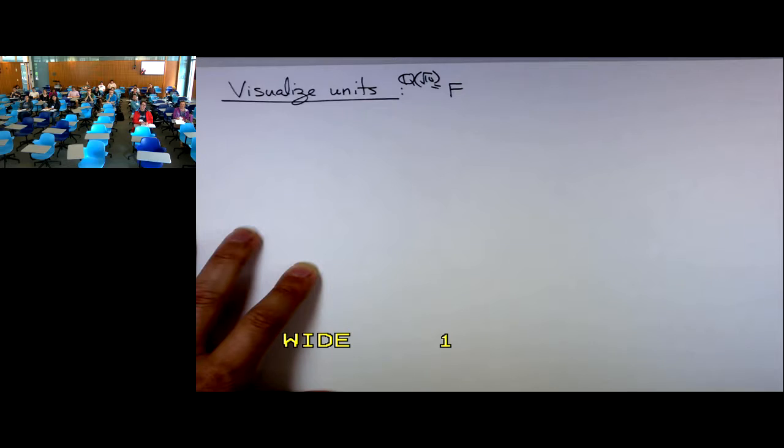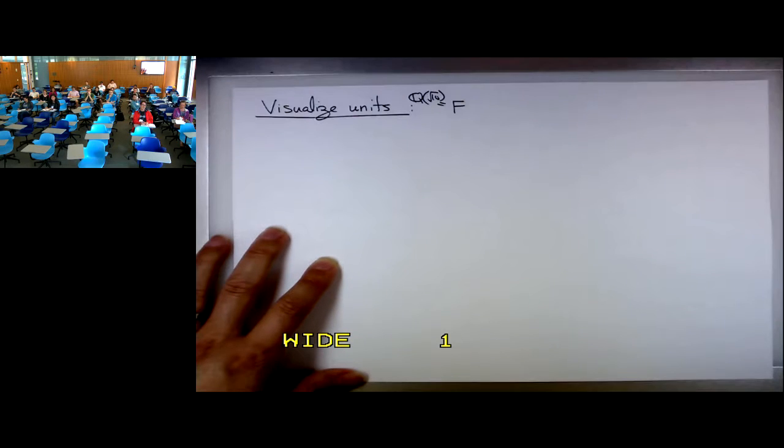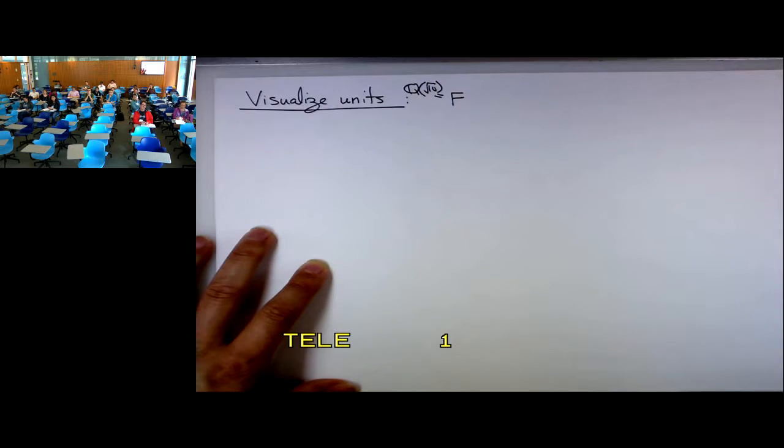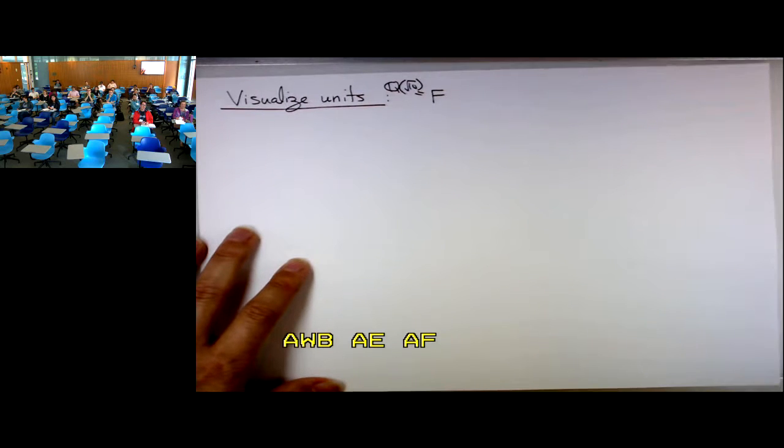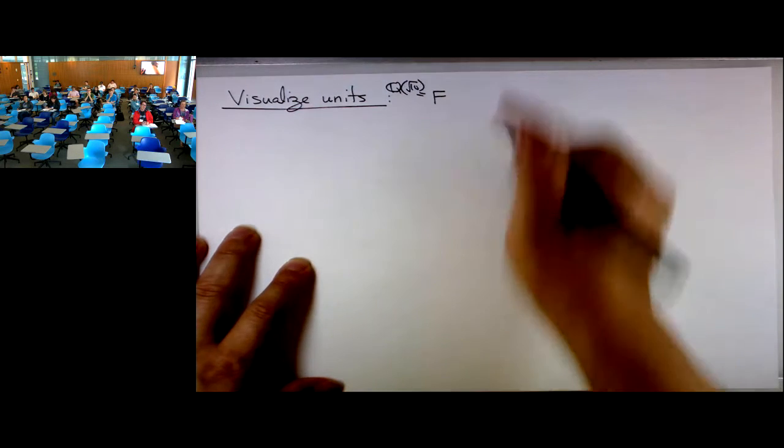So I'll just do one example. Let's do F equals Q(√10). Can you move the sheet down? Oh, yes. Thank you. It's not that color. Thank you. Yeah, I got this.